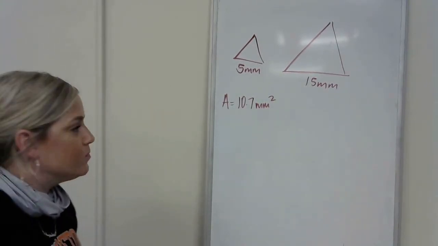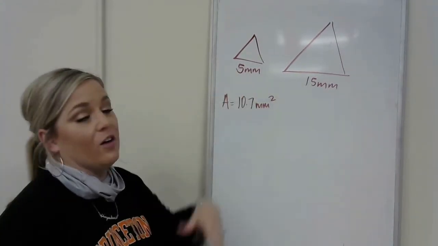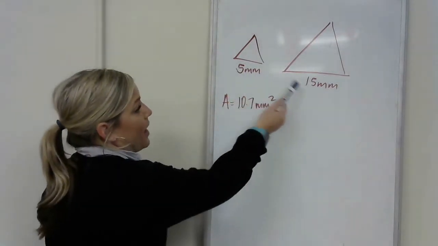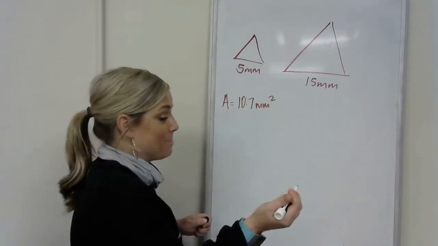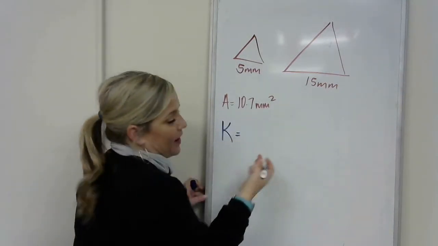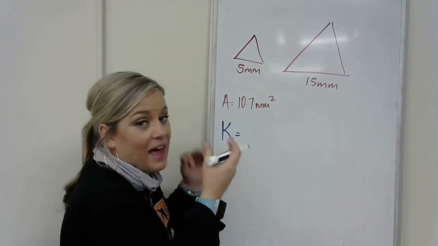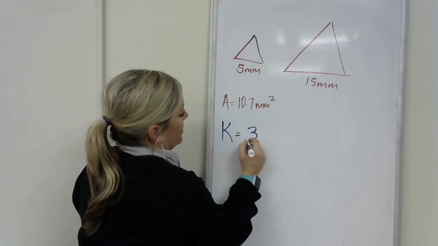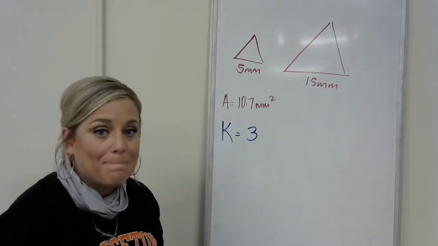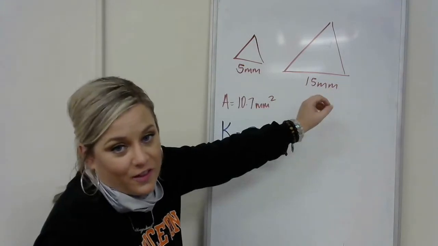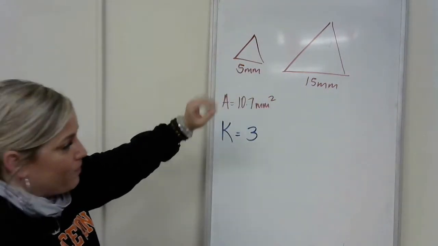All right, so we need to find the scale factor. I can see the scale factor. I don't need a calculator. How do you get from 5 to 15? Times 3. Now, beautiful K for scale factor. So stupid. It should be SF, but I didn't make the rules. So we know that 5 times 3 is 15. Our scale factor is 3. Okay? This triangle is 3 times smaller than this one, or this one is 3 times bigger than that one.